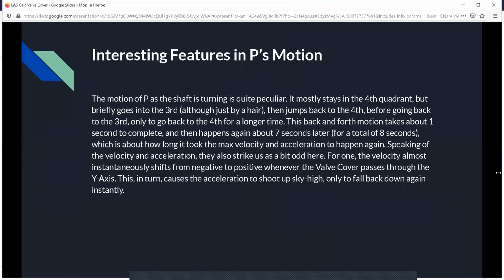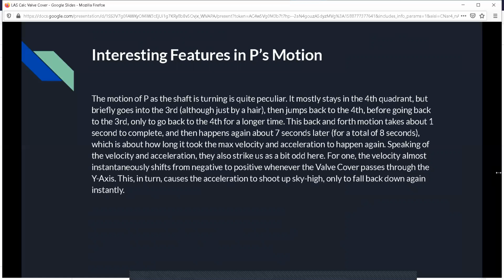Some interesting features that we found in P's motion were about how it mostly stays in the fourth quadrant, but it briefly goes into the third, although just by a hair, then jumps back to the fourth before going back to the third again, only to go back to the fourth for a much longer time. This back and forth motion takes about 1 second to complete, and then happens again about 7 seconds later, for a total of 8 seconds, which is about how long it took the max velocity and acceleration to happen again.